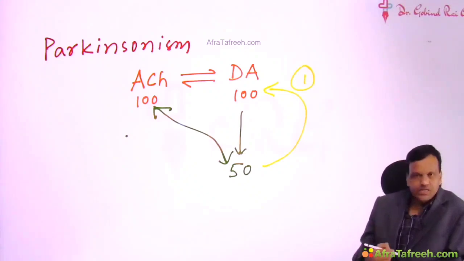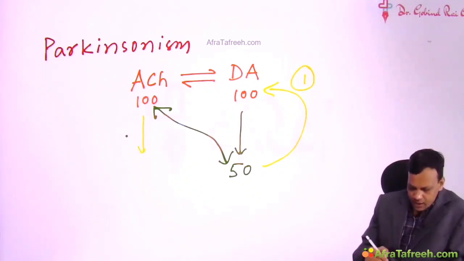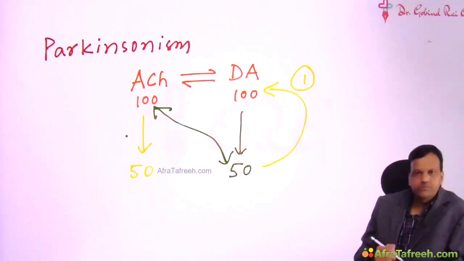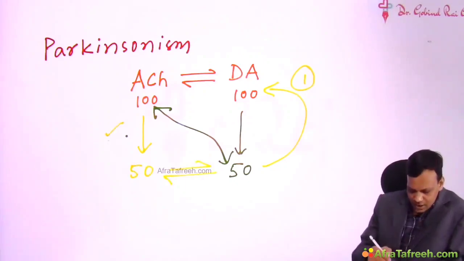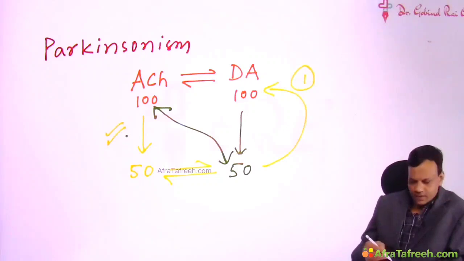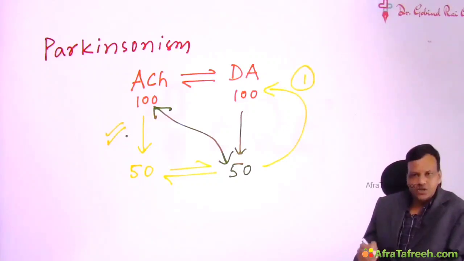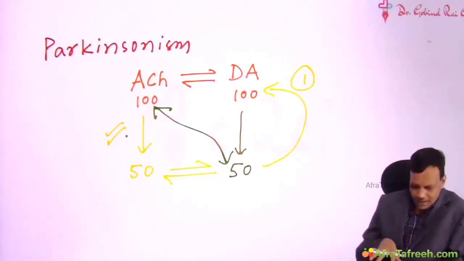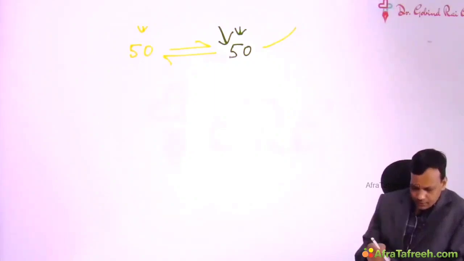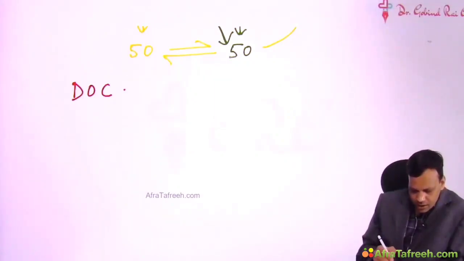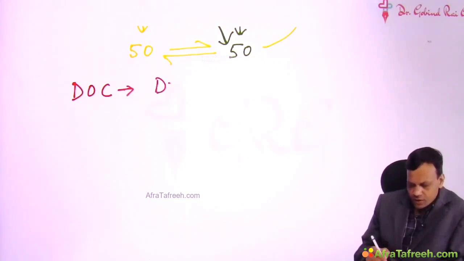But if this does not work, then the second thing we can do is decrease acetylcholine. If we decrease acetylcholine, balance will be there again. So this is the action of anticholinergic drugs. They can decrease acetylcholine and restore the balance, so they can be used in Parkinsonism. Anticholinergic drugs are the drug of choice for drug-induced Parkinsonism.